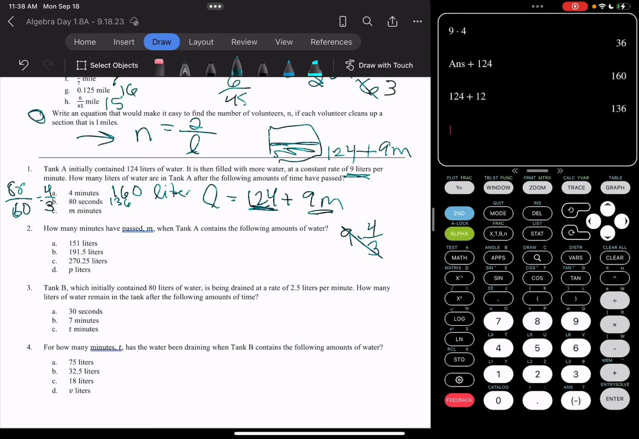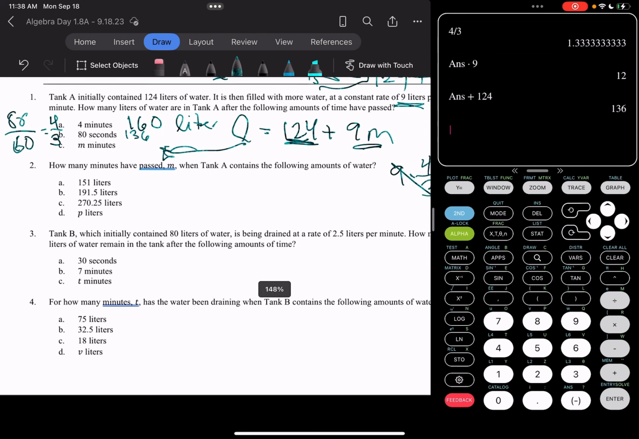Okay. Now, again, you can convert that 4 divided by 3. It's going to give you that really lovely decimal. And then you can go ahead and multiply times 9 plus 124. And you're still going to get 136. So you can use the fraction or you can use it as decimal. And then m minutes, that was kind of something I did naturally as I looked at the problem. So L equals 124 plus 9 times the number of minutes.